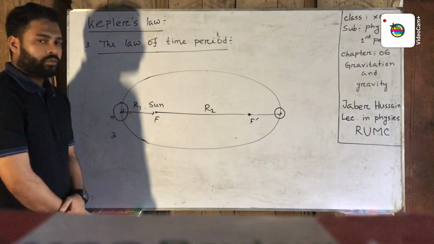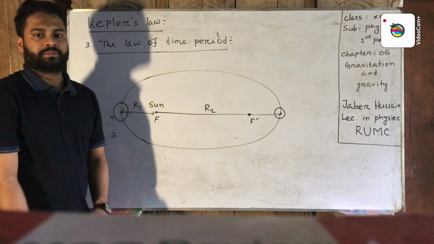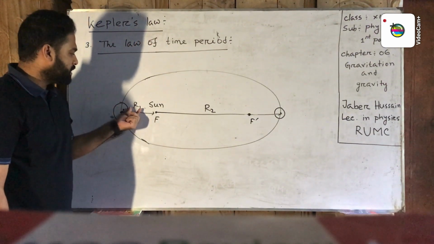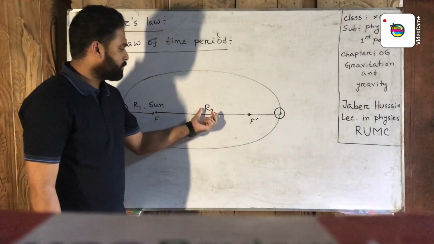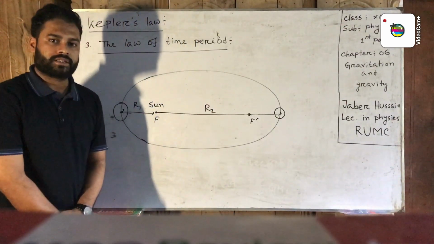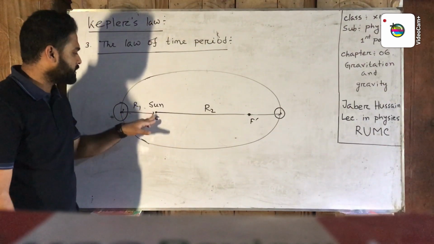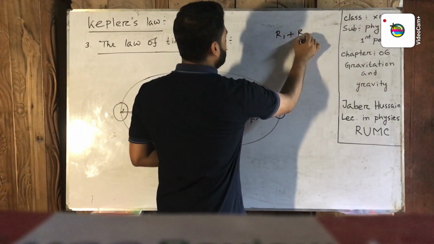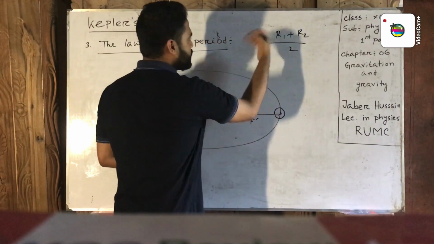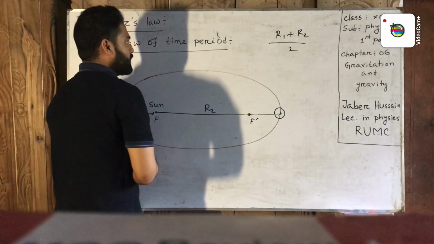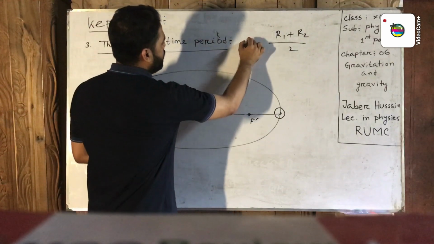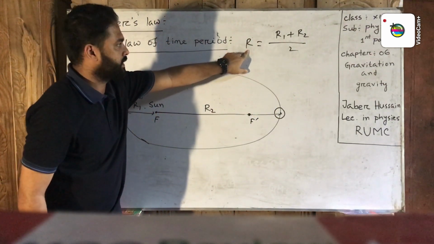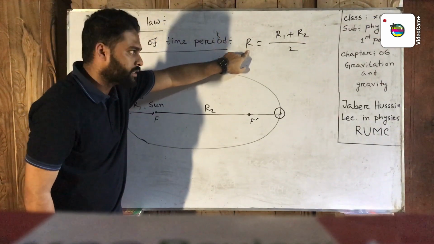Now, we count the average distance between planet and sun. Here the minimum distance is r1 and the maximum distance is r2. Now, the average distance between planet and sun will be r1 plus r2 divided by 2. This is the average distance, and we denote the average distance with the letter R.